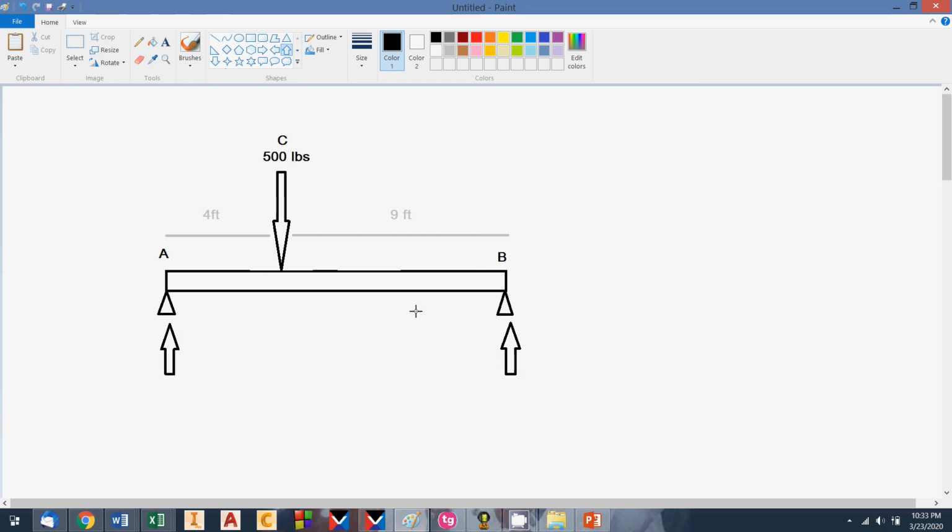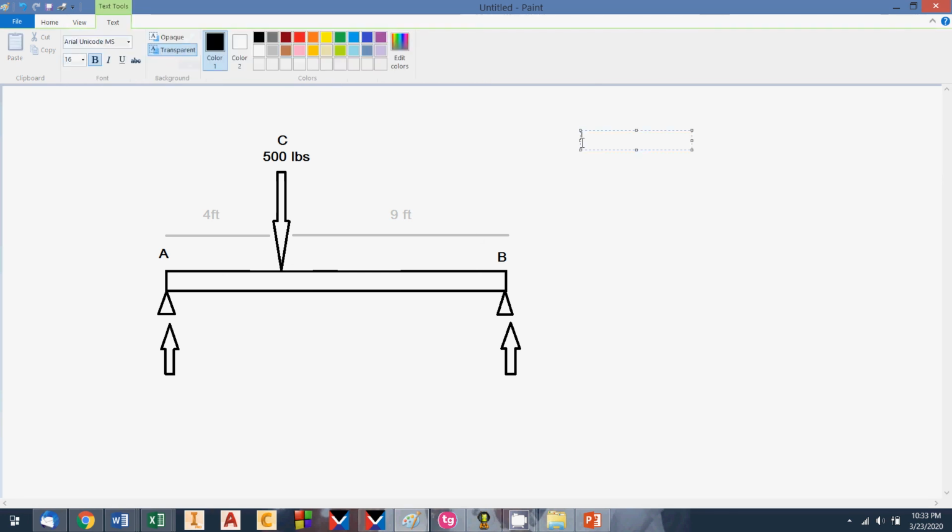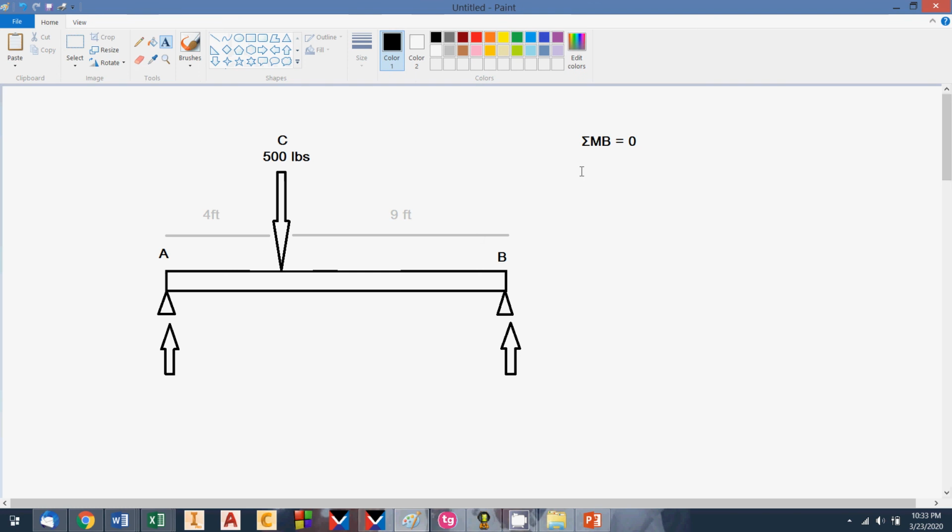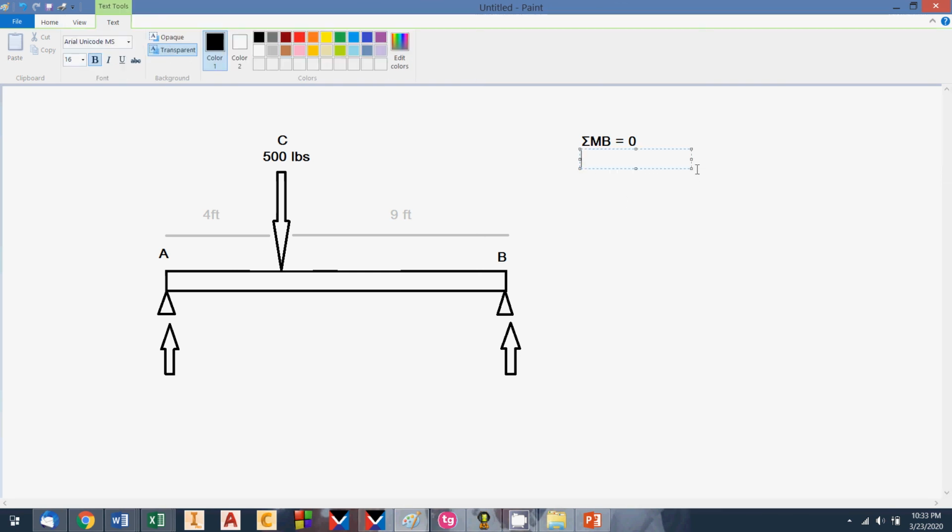Now to start this, I'm going to stick with the equation that we had started with. The sum of the moments around any point is going to equal 0. Now, I can pick a point. It doesn't really matter whether I use A or B. When I get all done, I'll have the same numbers either way. I'm going to go ahead and just say the sum of moments around B equals 0. Okay? Now, we're going to not color code it this time.